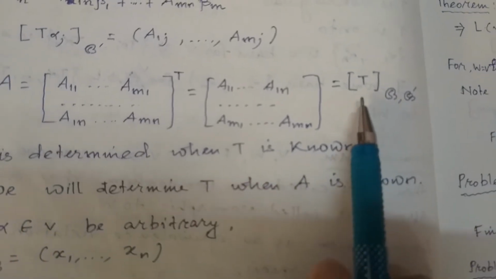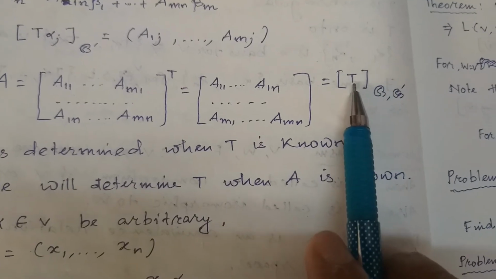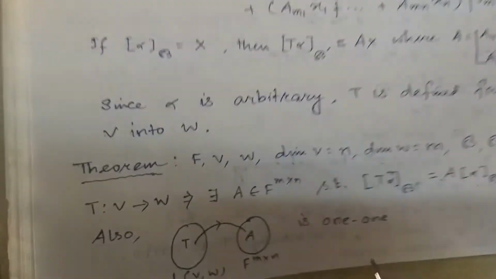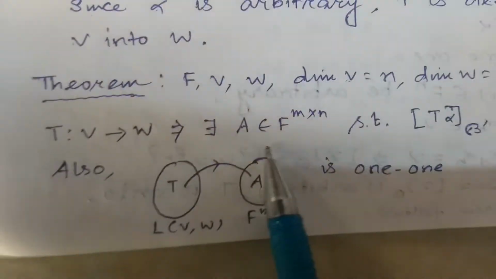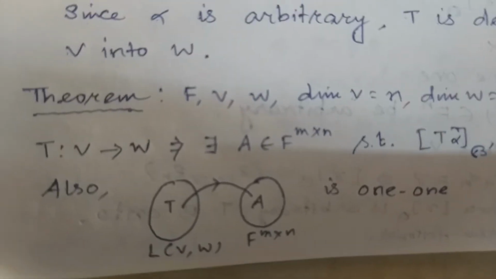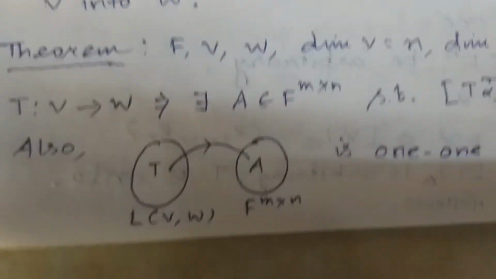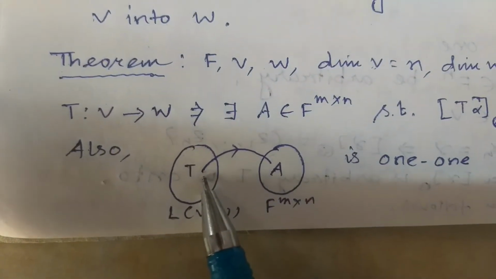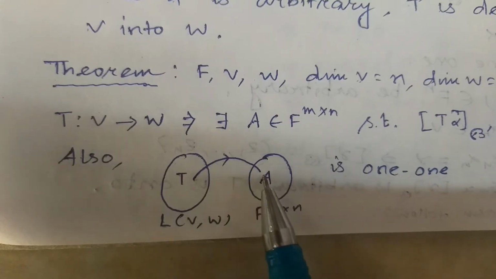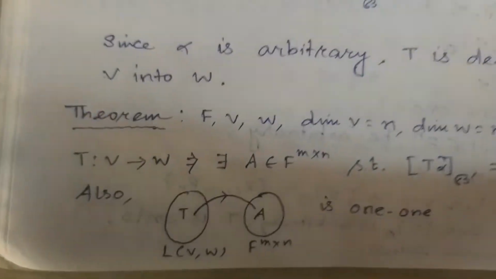Okay, so a matrix is represented whenever this is a transformation, but whenever this is only a vector, it will be the coordinate. Clear? So there exists a matrix for which the transformation. This L(V, W) means the set of all linear transformations from V to W. So definitely T is an element here and A is the matrix here, so we will get a transformation from T to A which is 1-1. Okay, I will not prove it.